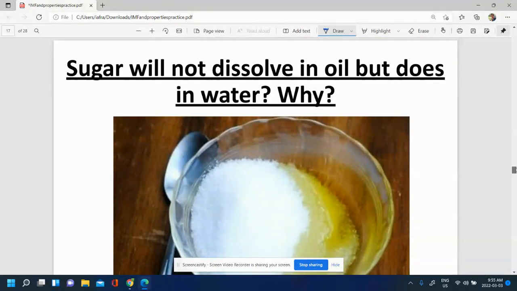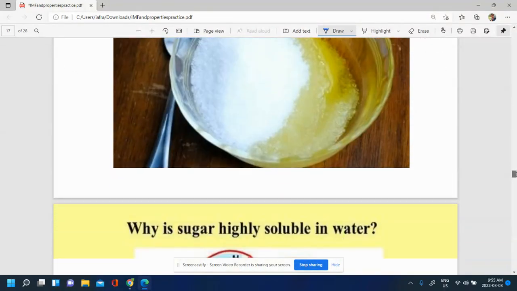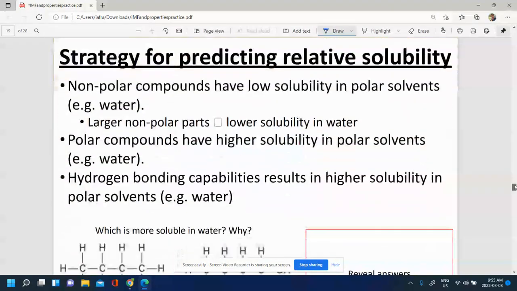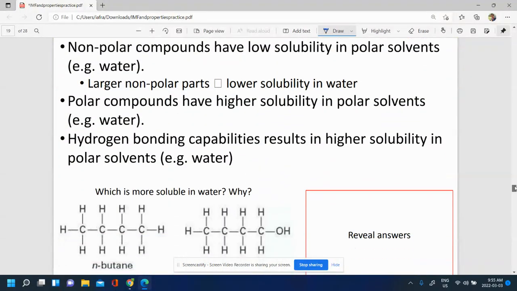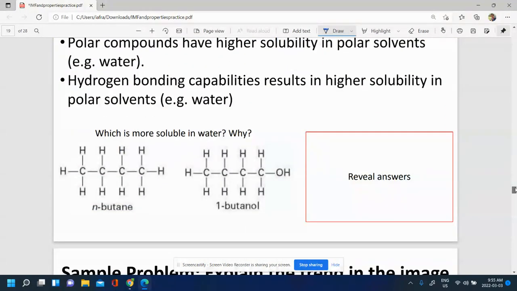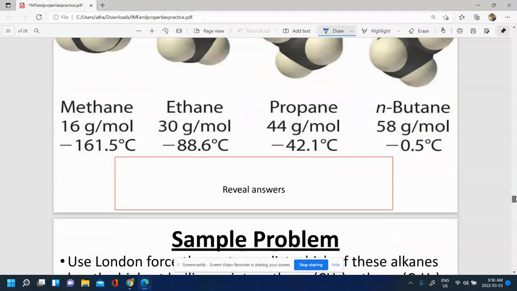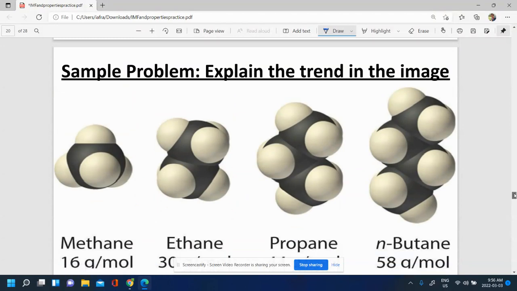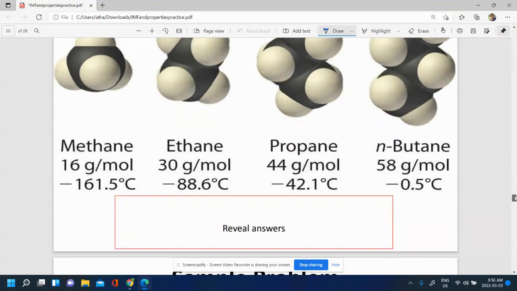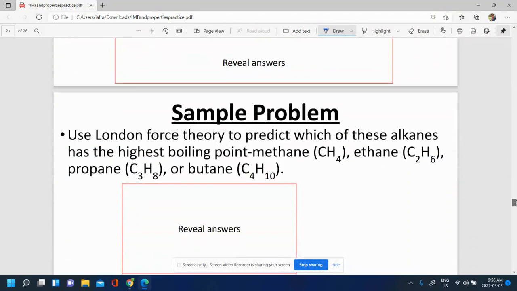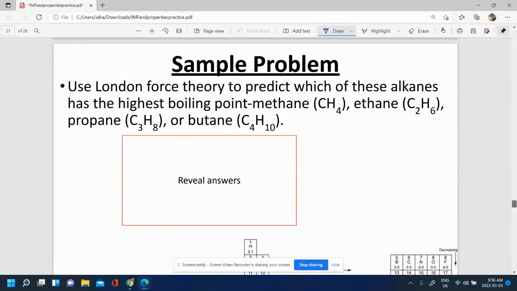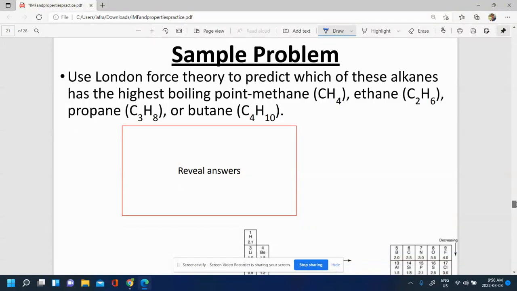We've done this question in the previous video. You can retry it yourself and go take a look at the previous video. And then we also did this question in the previous video too, predicting relative solubility. You can retry it and check that video there. And we also did this in the previous video, explaining why there was a difference in the boiling points. Let's try this one here.